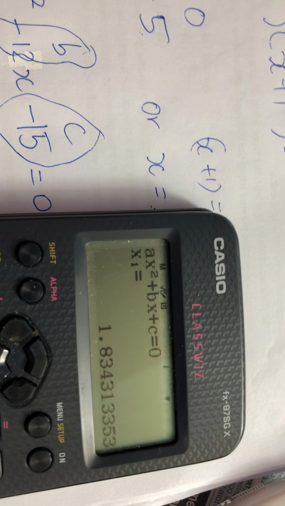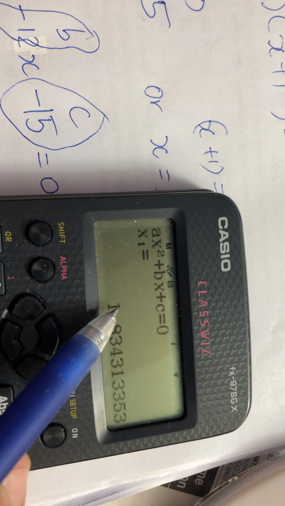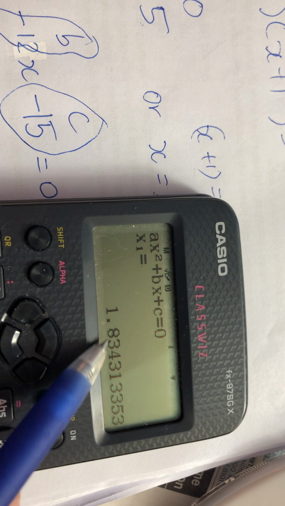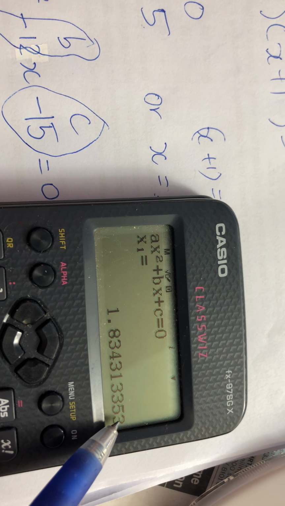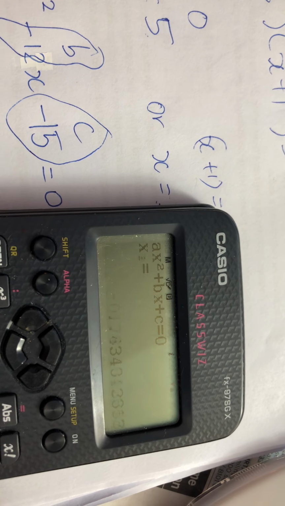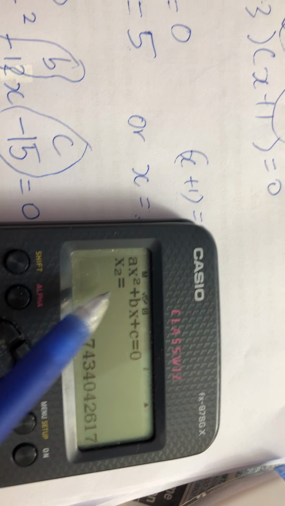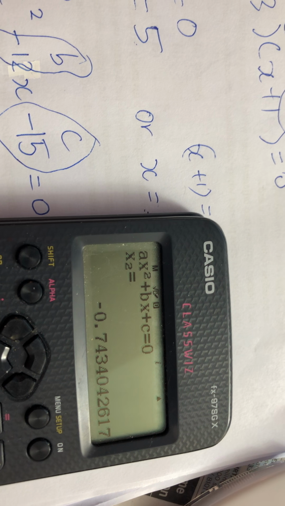very long answers which don't seem to end. You only see it ending because there are only 10 digits maximum in this calculator. They only allow up to 10 digits. But if you actually work this out, it's actually going to go on forever.